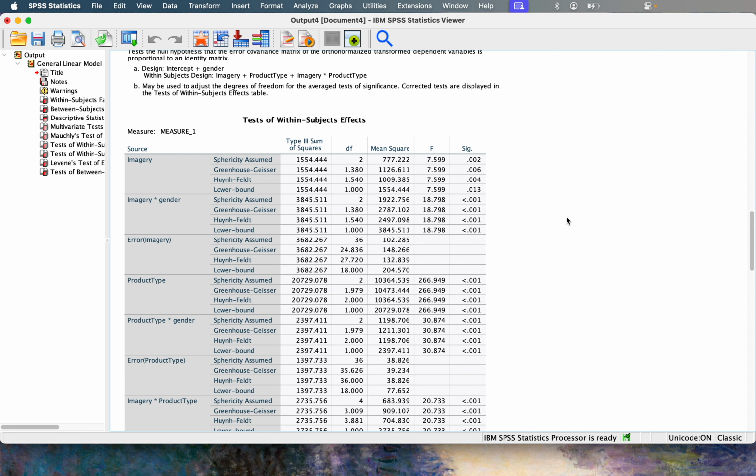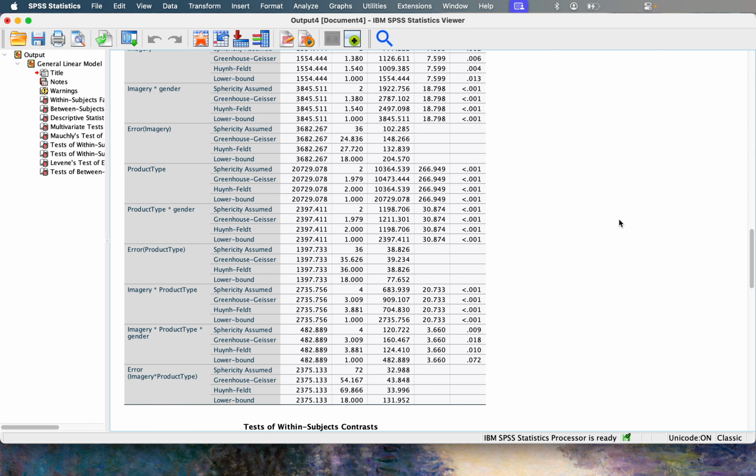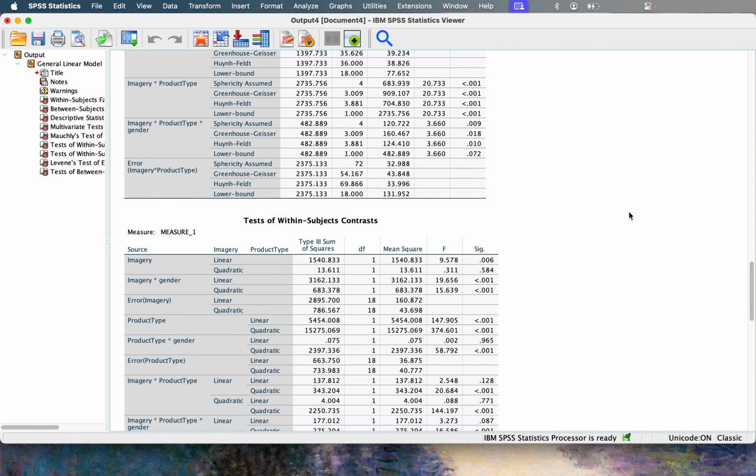In our next table, we see the within-subject effects, suggesting significant effects for imagery. I'm just going to run through this and not get into the nitty-gritty details. Basically, significant interactions were observed for imagery and gender, product type and gender, and imagery plus product type. A three-way interaction was also significant, and the Greenhouse-Geisser correction, however you say that, was applied where sphericity was violated, so we're safe.